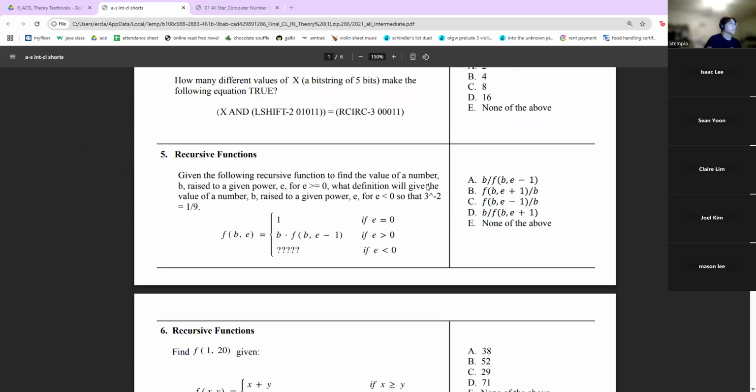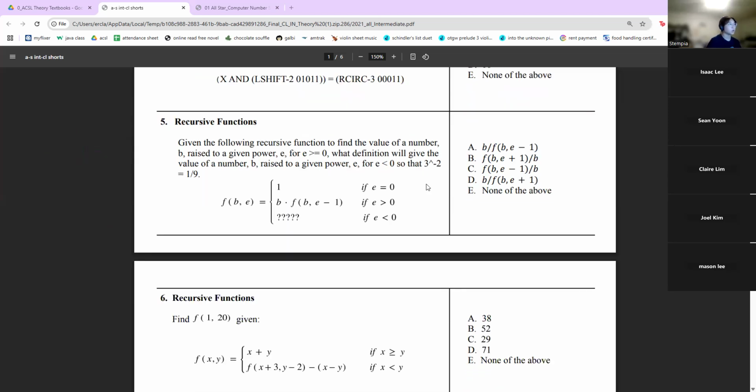All right, number five, recursive functions. I did go over this yesterday, but we can go over it again today. Given the following recursive functions to find the value of a number b raised to a given power e for e greater than or equal to 0, what definition will give the value of b raised to a given power e for e less than 0, so that 3 to the negative second power gives us 1/9? Okay, this is very wordy. You don't actually need to understand anything in these instructions, except that if they give you a b value of 3 and an e value of -2, your recursive function should output 1/9 as your final answer.